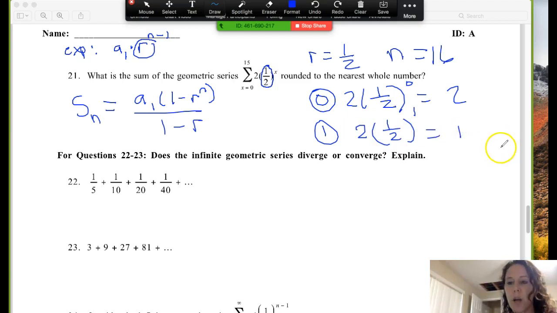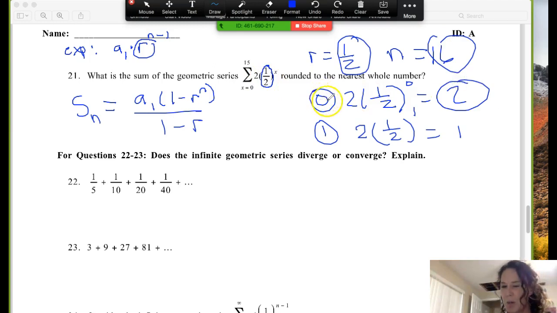Now you could figure out your common ratio, your second term divided by your first term. It's 1 divided by 2, or 1/2. Okay, so that is your ratio. So there's your ratio, there's your number of terms. You have your first term. It's actually the 0 term, but it is the first term in this sum, this series. So plug it all in.